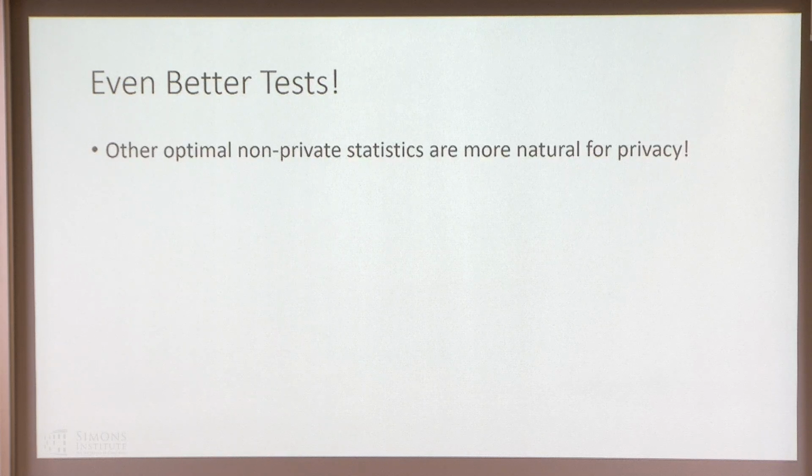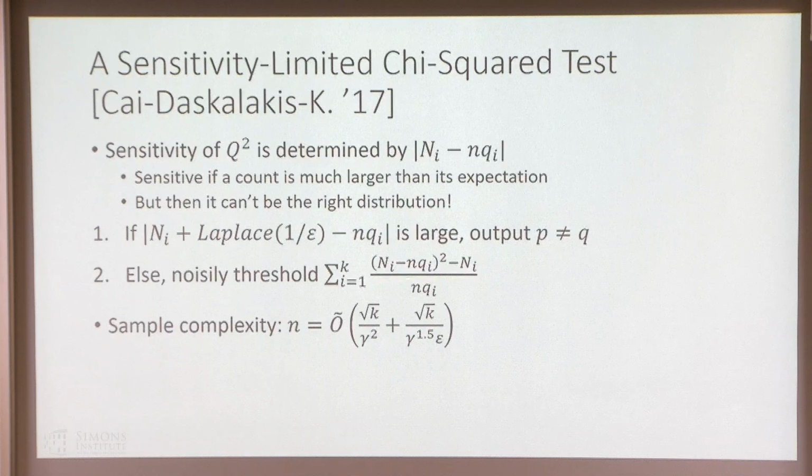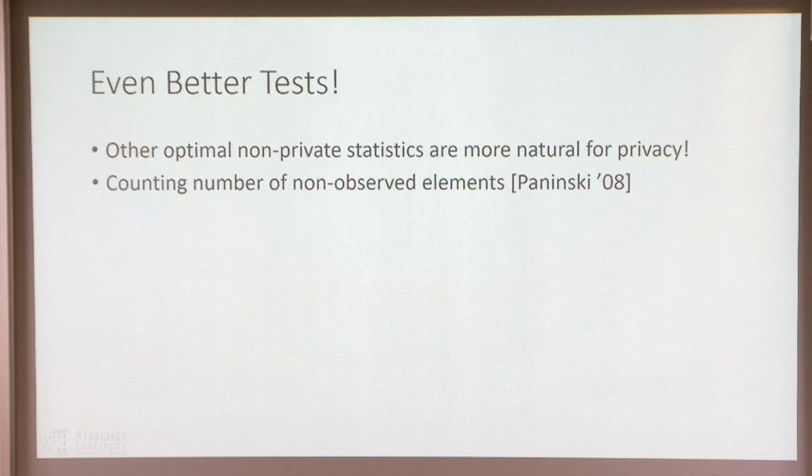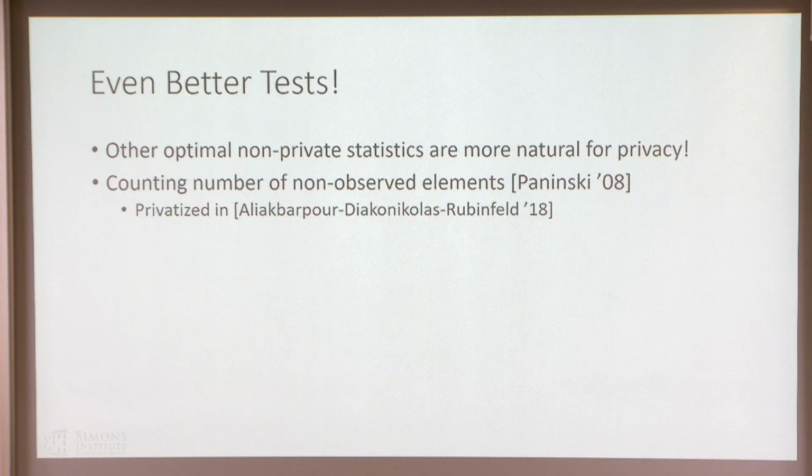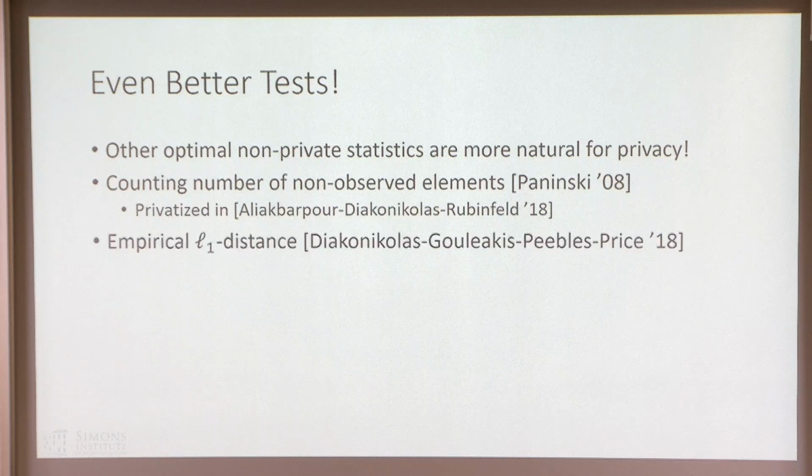You might think that this is not a good statistic because it could vary so much because it has a square. It turns out there are a few better statistics for this sort of thing. For example, one statistic that works and is optimal for this problem in a certain regime is counting the number of things you don't see. That'll give you something that you can privatize, which was done by Aliakbarpour, Diakonikolas, and Rubinfeld.